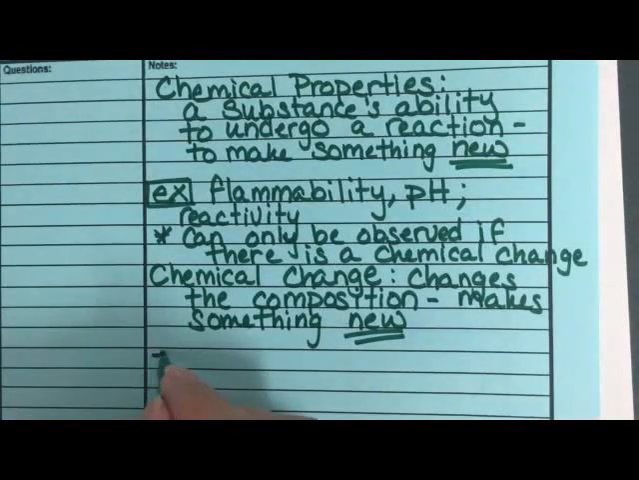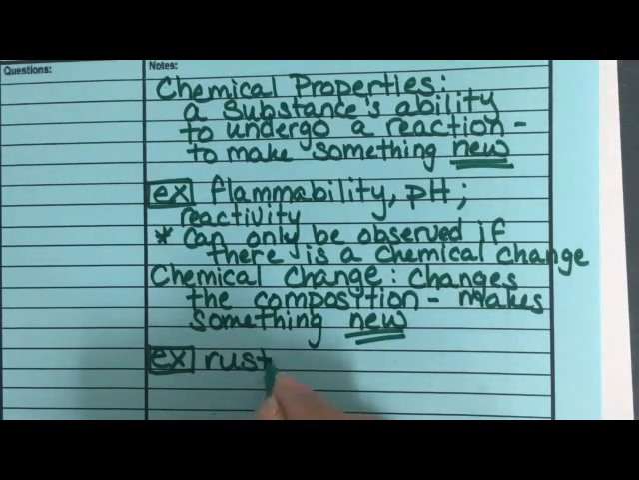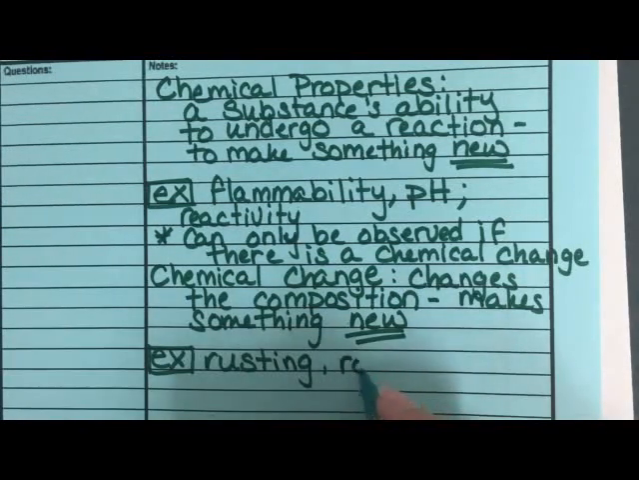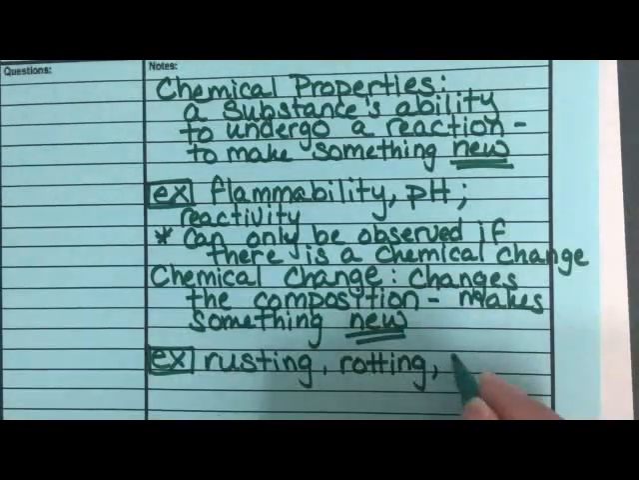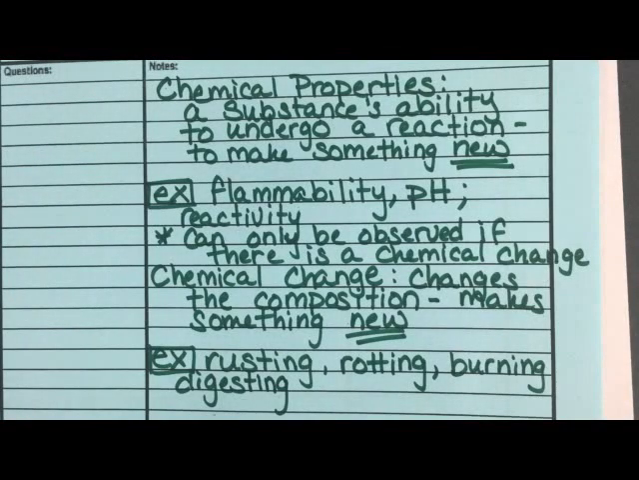So examples of chemical change, like we said, metal rusting. We could have food that rots. We can have our paper that burns. The food that you ate for breakfast or lunch or dinner, you're going to digest. In each of those situations, I'm taking something and creating something completely 100% brand new.